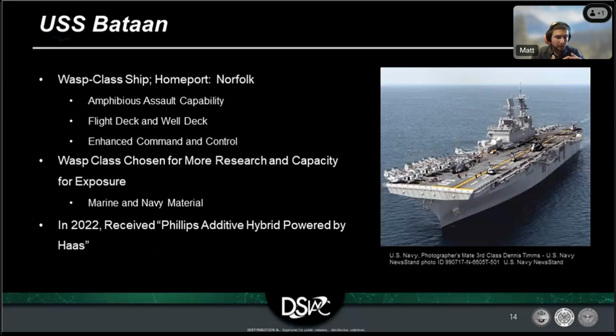What's good about that is you're going to get Navy and Marine exposure to this 3D printing technology. There's lots of different components and lots of different systems that both the Navy and the Marines use. The other thing is that it can be used as an enhanced command and control ship, so it can be used as essentially a smaller aircraft carrier in a fleet. And then, like I said, it was chosen for more research and capability for exposure. Then in 2022, it received the Phillips additive hybrid powered by Haas. So we'll go into what that is.